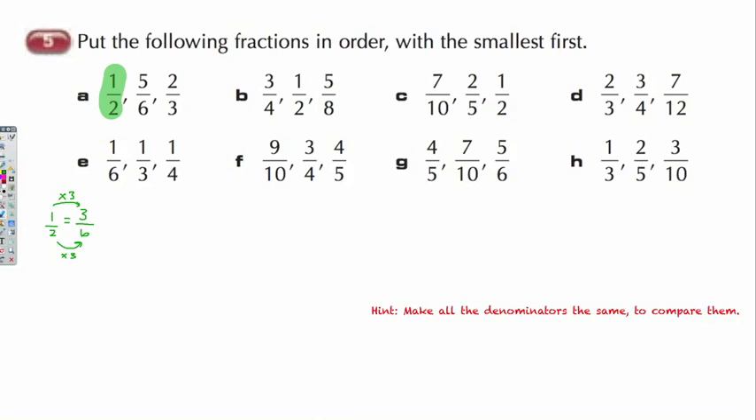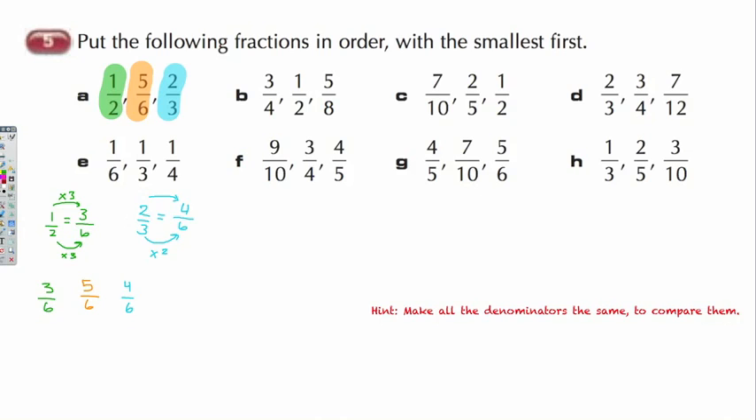And now if we look at the next one, 5 over 6 we can just keep the same. And then the last one, 2/3, I can change that. So 2 over 3 needs to be something over 6. Multiply it by 2. 2 times 2 is 4. So the fractions that I'm going to use are 3 over 6, 5 over 6 and 4 over 6.